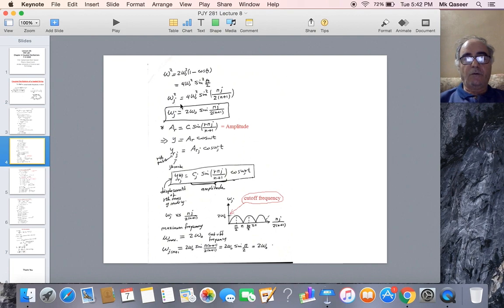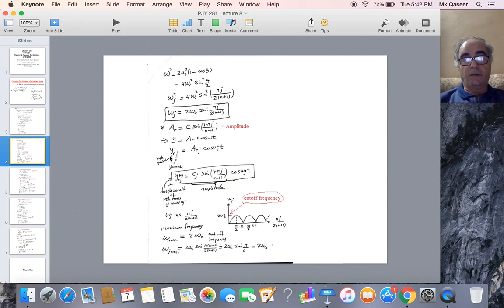Now solve for omega sub j. This is the mode number j, which is equal to 2 omega 0 sine of j pi over 2 times n plus 1. n is the number of particles. Now for the displacement y, we have a sub r cosine omega t. That's the solution of the equation.